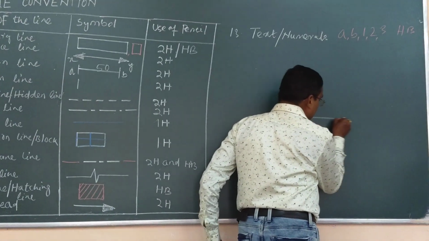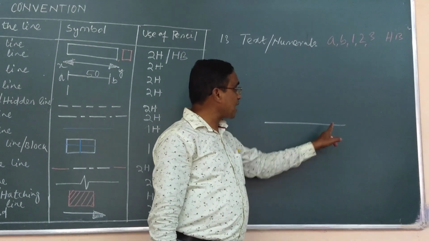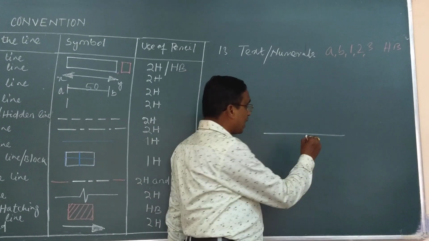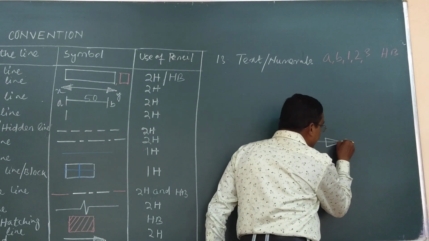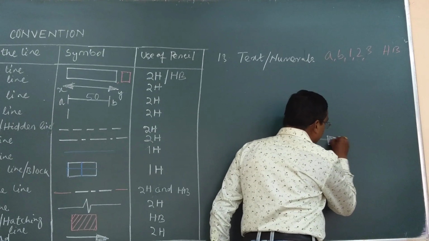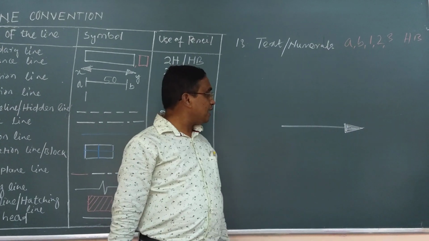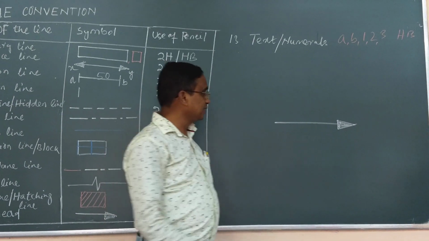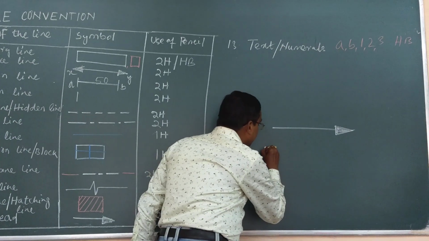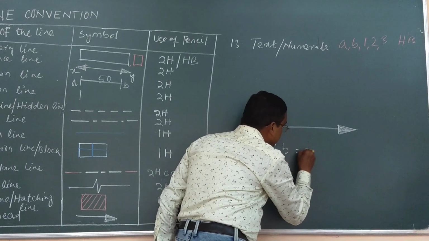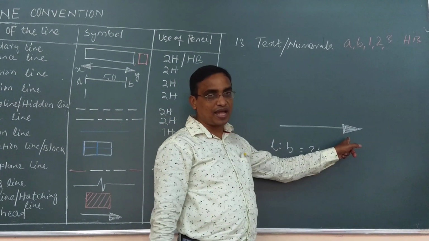Arrowhead, just to mark. Suppose I want to write here A, B, C, and I put the arrow here. The arrow must be a closed one and a filled one. And what is the dimension of the arrowhead? This is called the length of the arrow. This is called the width of the arrow. Length to width is 3:1. That is the dimension of the arrowhead.